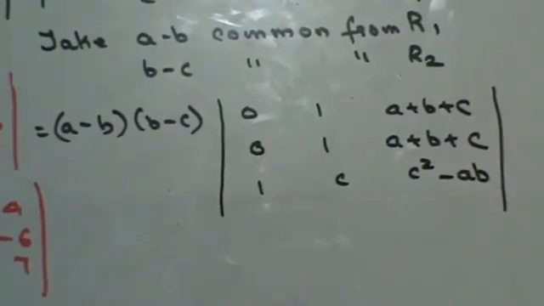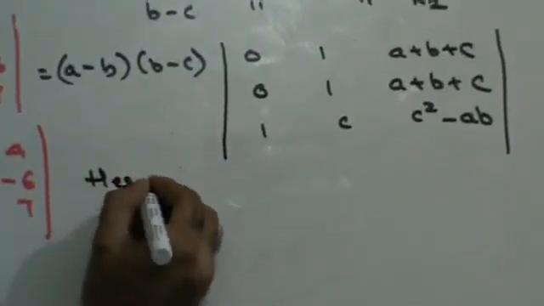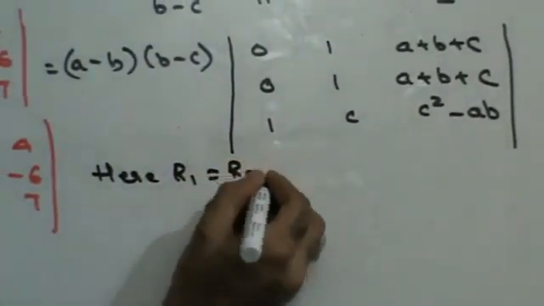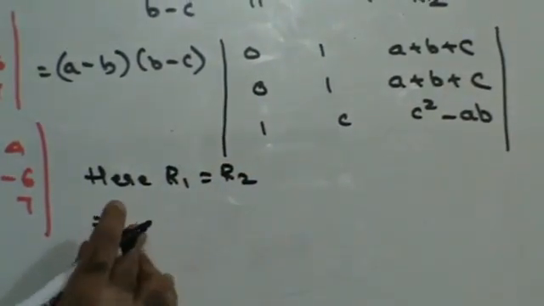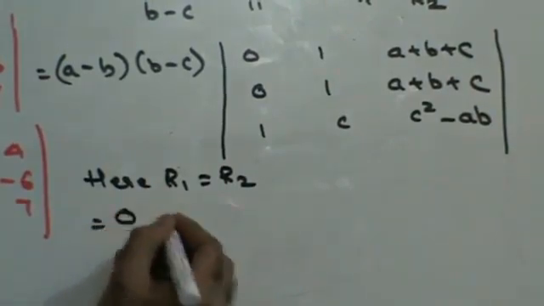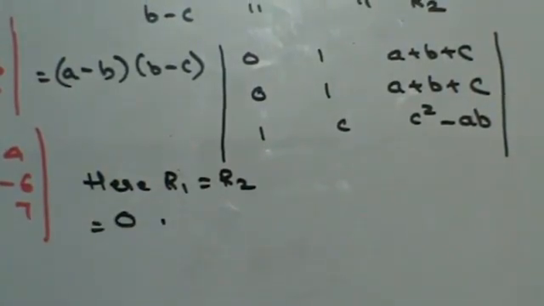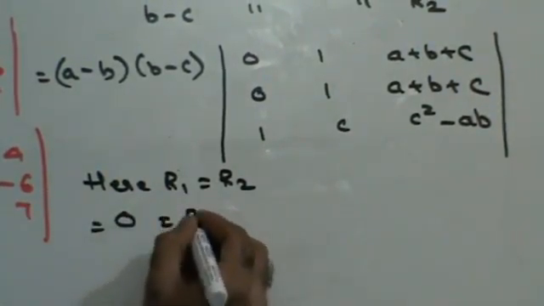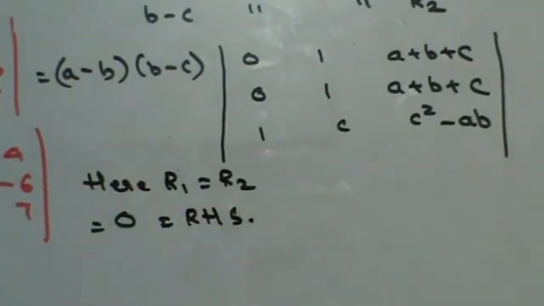Here you can see that the first row and the second row are identical. I can say here R1 is equal to R2. Since R1 is equal to R2, this will be equal to 0, and that's what you have to prove, that the answer is 0, which is the RHS. If two rows or two columns are identical, then the value of the determinant will be equal to 0. Fine, do we get this thing clear? Next, let's see another sum, guys.